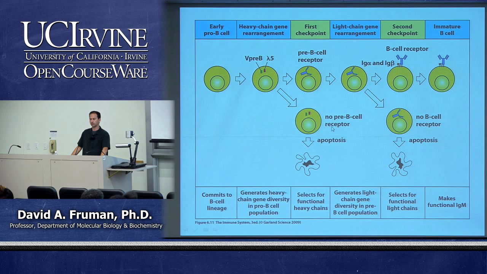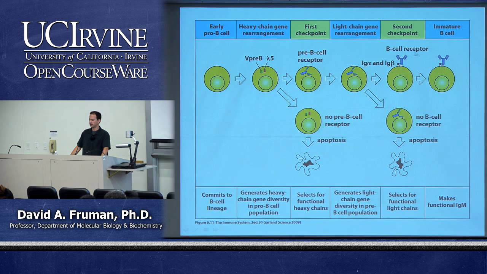So this is the first checkpoint. It selects for functional heavy chains. Later, light chain rearrangement occurs. There's no more surrogate light chain. The heavy chain is just waiting for a real light chain. If a light chain is produced, a B cell receptor is made. It would be nice if they color-coded these with different light chains, but this is an IgM molecule with a kappa or lambda light chain and Ig alpha and beta here. That signals the cell to move on to the immature B cell stage and undergo selection for self-reactivity.